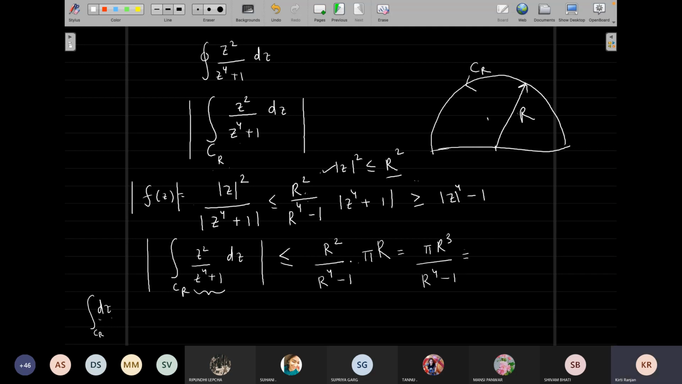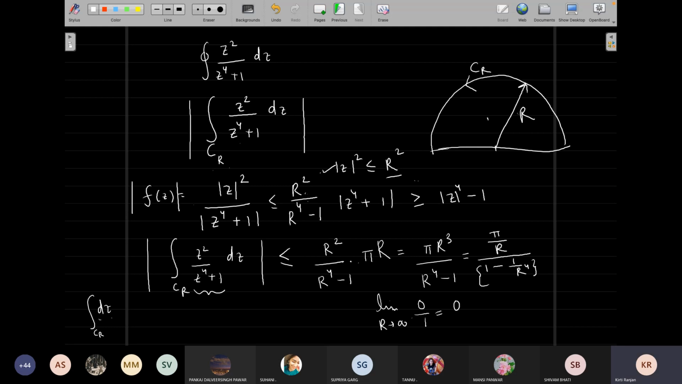Divide both the numerator and denominator by r^4. So this will become pi over r in the numerator, and the denominator will become 1 minus 1 over r^4. So what is the behavior of this as r tends to infinity? The denominator, of course, goes to 1 as r tends to infinity, and the numerator goes to 0. So that means 0 over 1, which is basically 0.